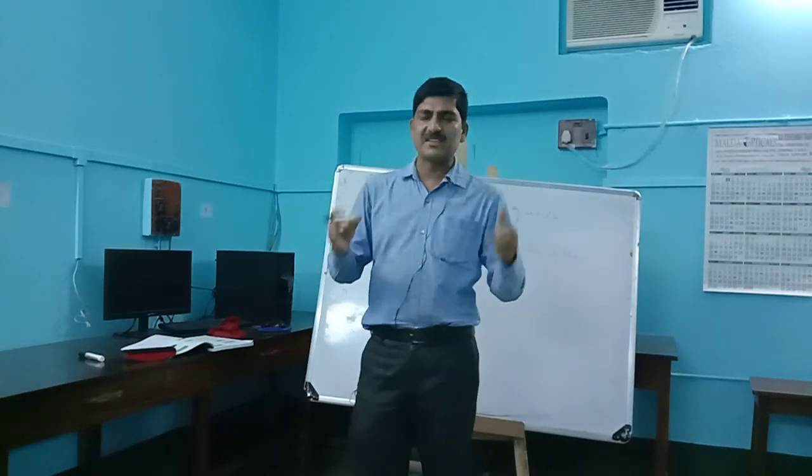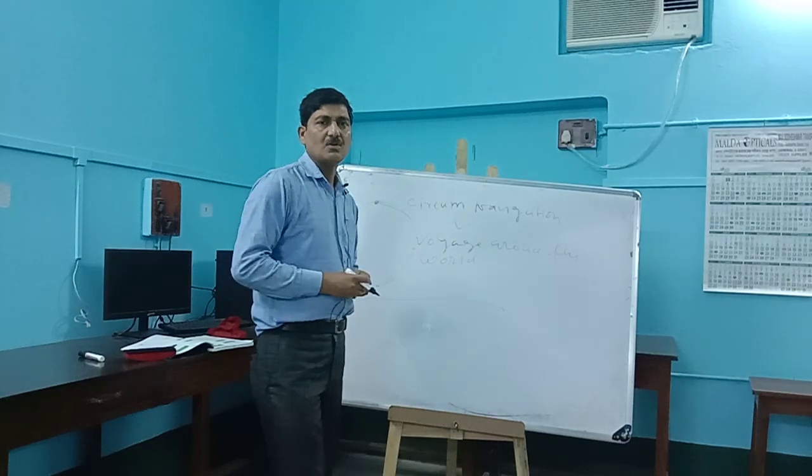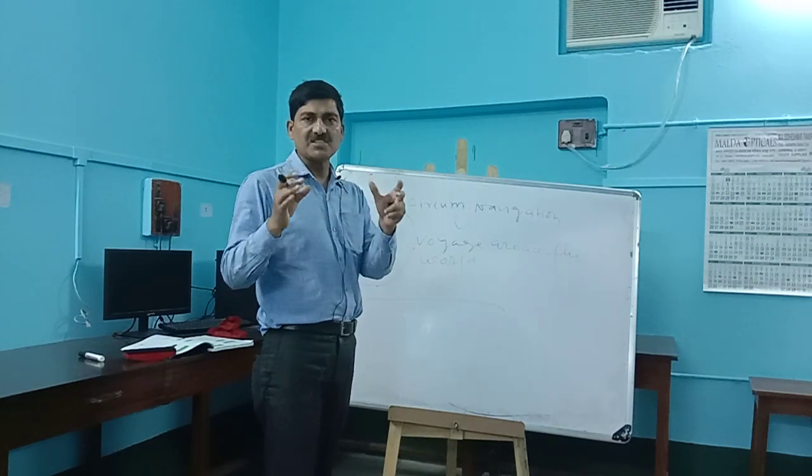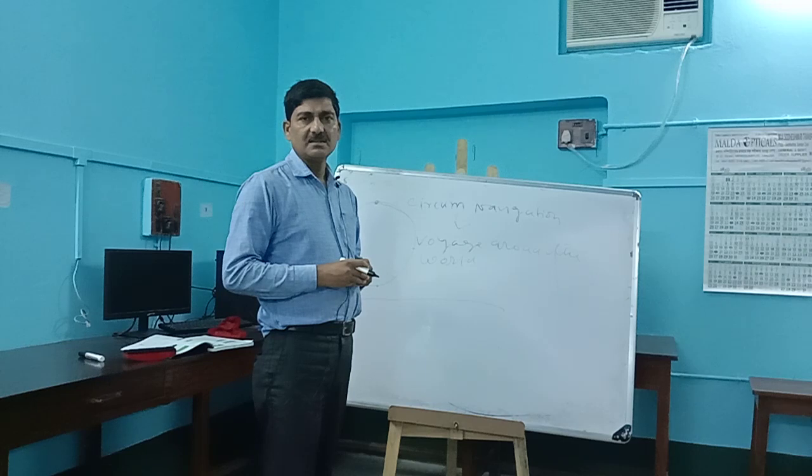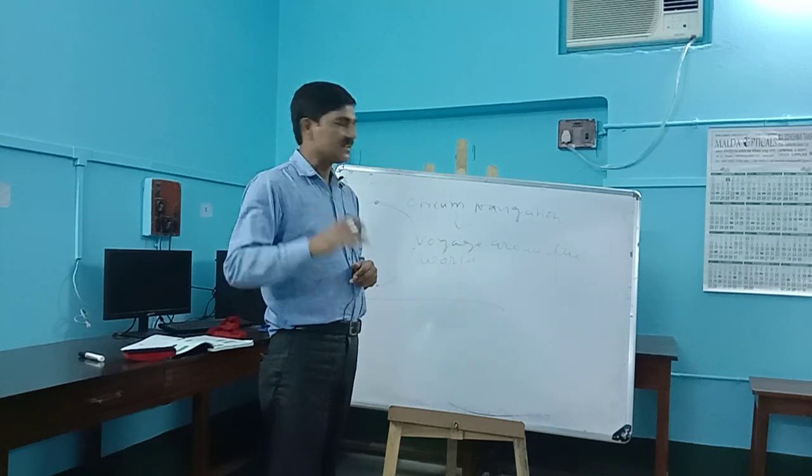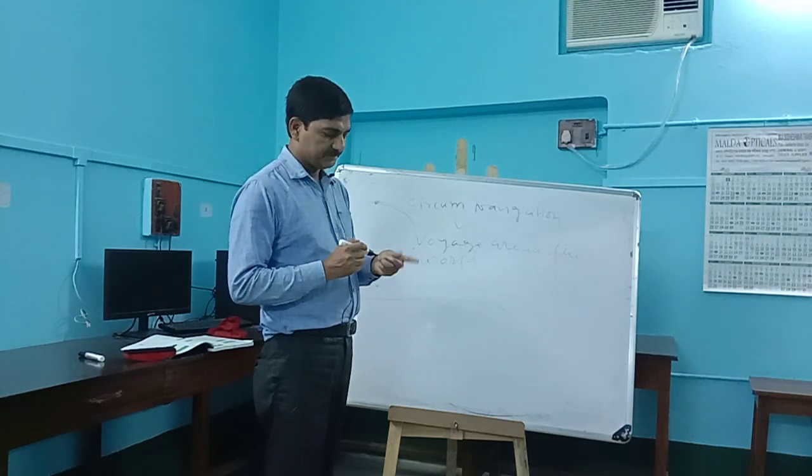So there are many evidences. There are many proofs. All these proofs tell us regarding the shape of the Earth, that Earth is spherical in shape.